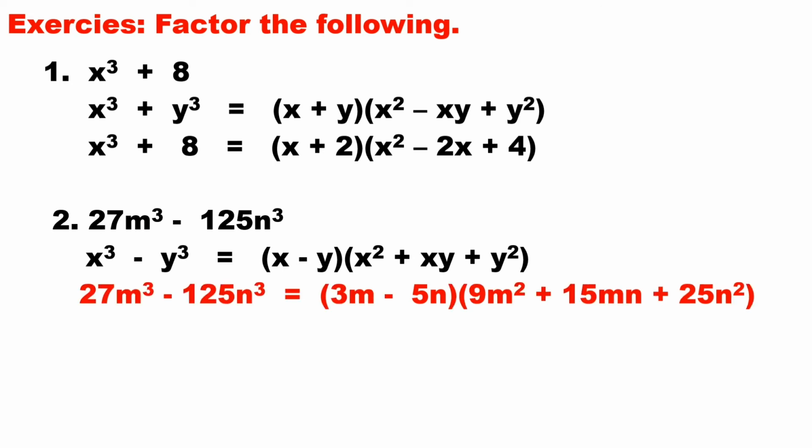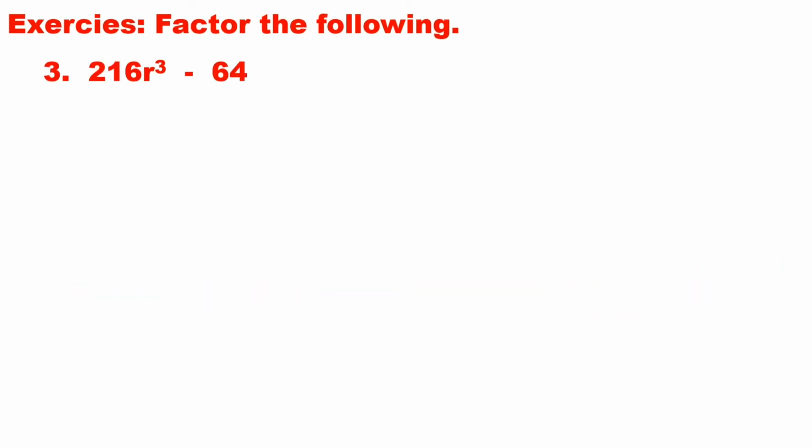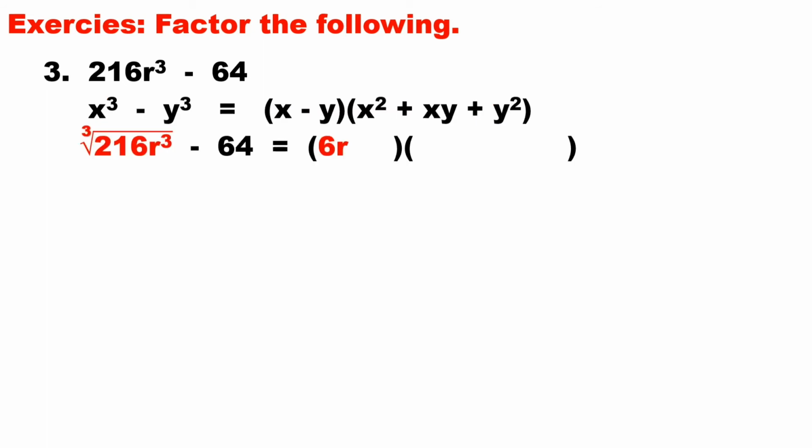Therefore, the factors of 27m cubed minus 125n cubed equals quantity 3m minus 5n, quantity 9m squared plus 15mn plus 25n squared. Problem number 3, factor 216r cubed minus 64. First, to get the binomial factor, get the cube root of 216r cubed, which is equivalent to 6r. Minus cube root of 64 equals 4.